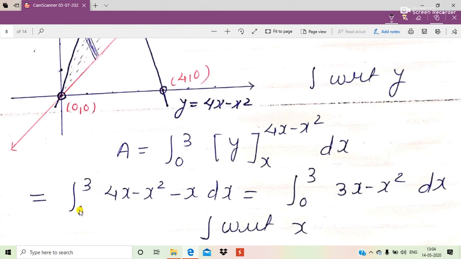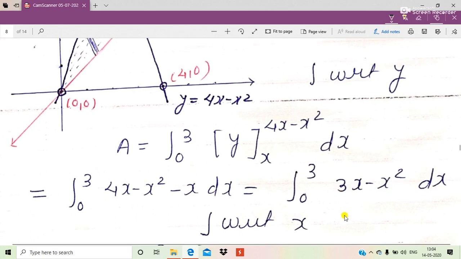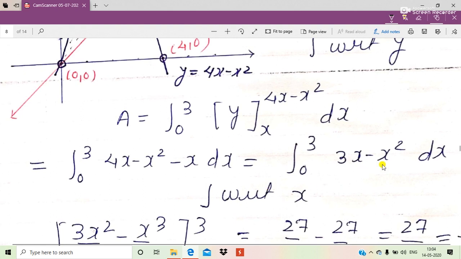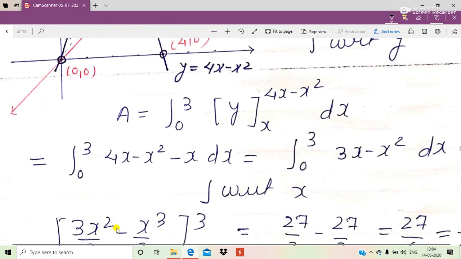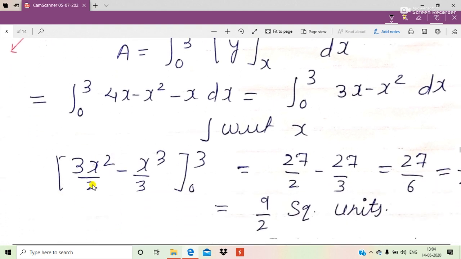So the integration will now be the integration between the limits 0 to 3 of 4x minus x square minus x, upper limit minus lower limit, dx. So it will be the integration between the limits 0 to 3 of 3x minus x square with respect to x. Now the second integration will be with respect to x, and when we integrate this, it will be 3x square by 2 minus x cube by 3 between the limits 0 to 3. So we have to use upper limit minus lower limit.